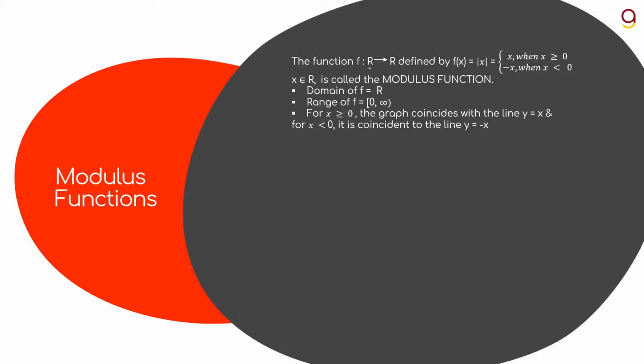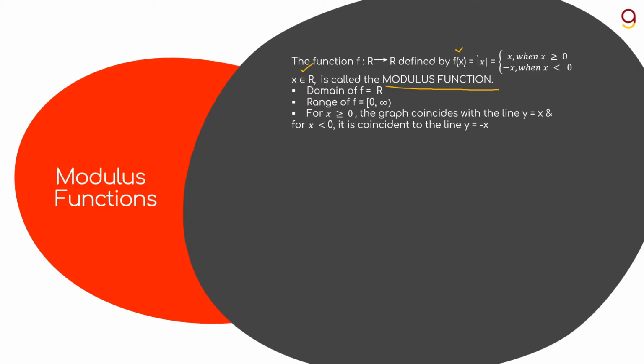The function f from R to R defined by f(x) = |x| equal to x when x is greater than or equal to 0, and minus x when x is less than 0, where x belongs to the set of real numbers, is called the modulus function. Now, what do we understand by this?